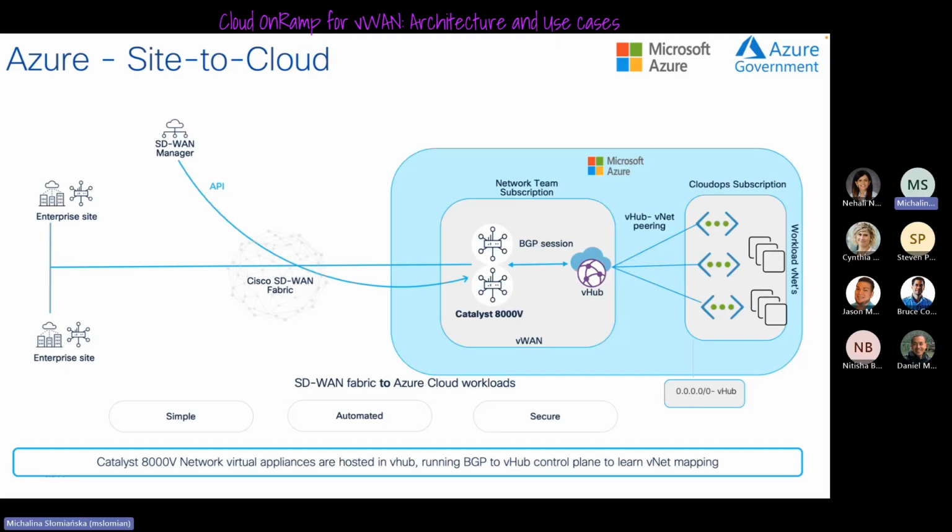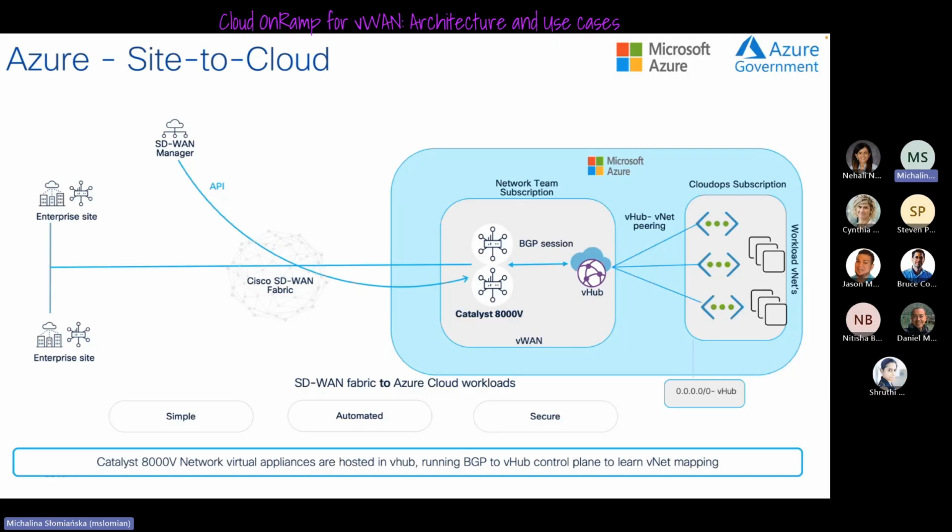You can have up to 5 instances of virtual Catalyst 8000Vs in one vHub deployed, but also you can deploy up to 8 vHubs in one region. So in case you need a very big scale, we really support that, and it's possible. I will share later a documentation where we actually cover that, so you can double check that.